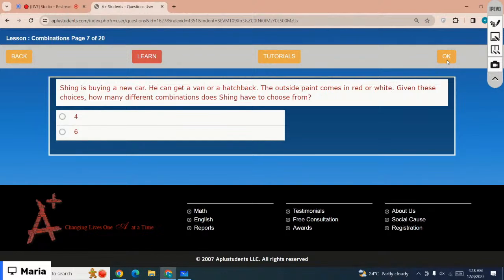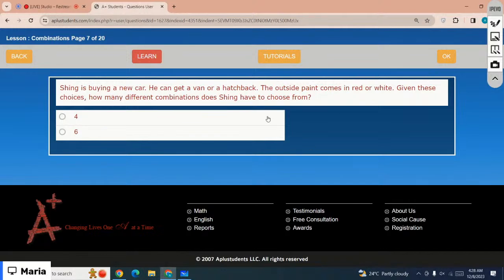The correct option is... yes, two options. He can get a van or a hatchback, and then you have two options for the color, red or white. So the total combinations he has is 4. 2 times 2 makes 4. The correct option is 4.